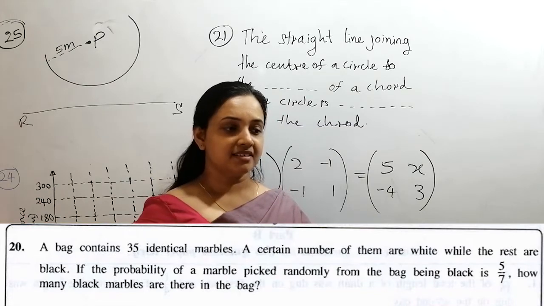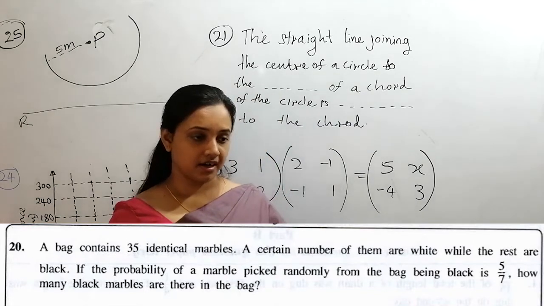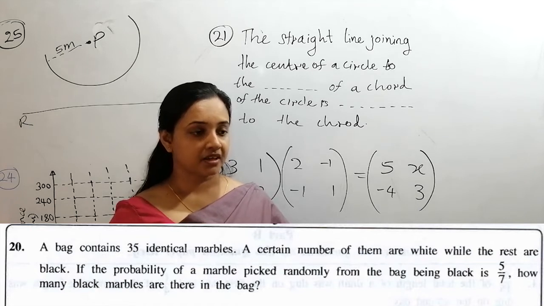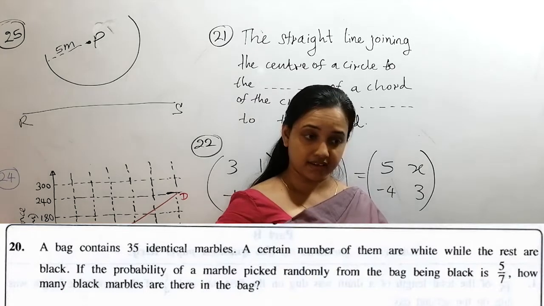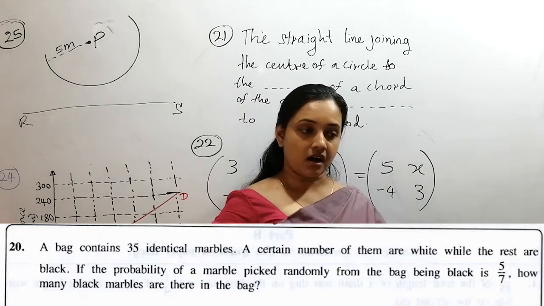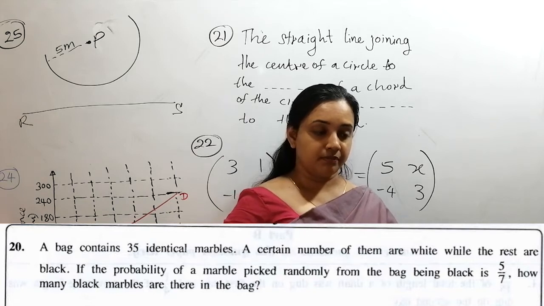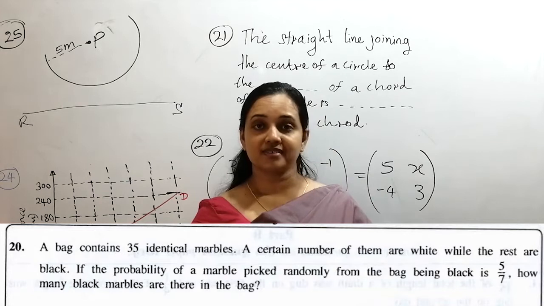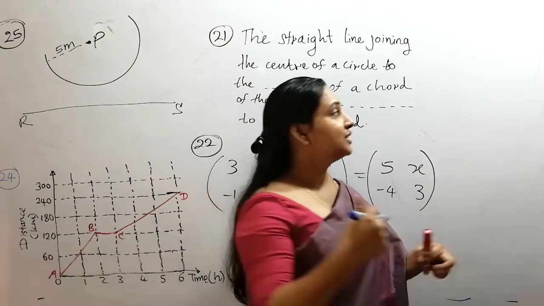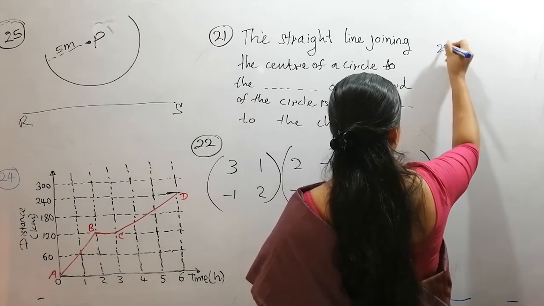Okay. Then look at question number 20. A bag contains 35 identical marbles. A certain number of them are white while the rest are black. If the probability of a marble picked randomly from the bag being black is 5 over 7, how many black marbles are there in the bag? The probability of a marble being black is 5 over 7. Then the total number of marbles in the bag is 35.